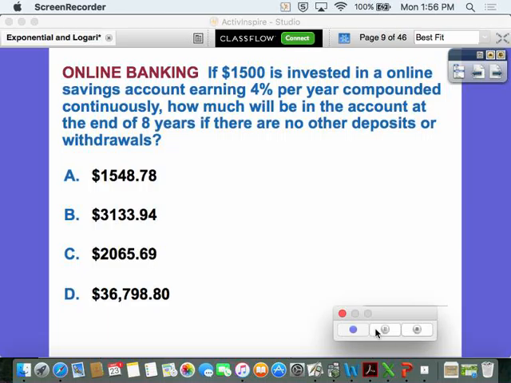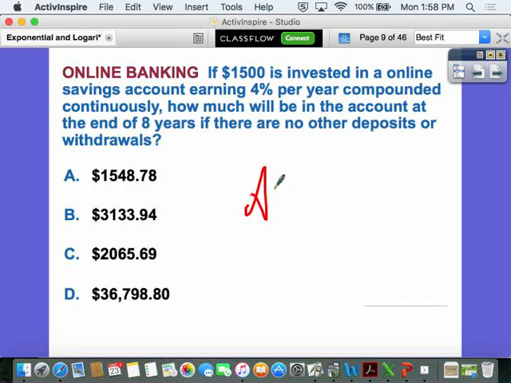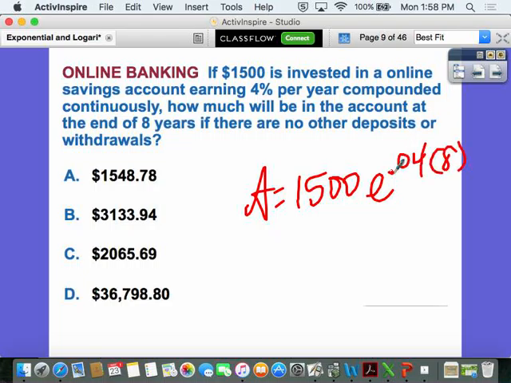45 seconds. Our answer is C. Yes. A equals 1500 e to the 0.04 times 8. Yes, neither of these were dealing with compound interest, but if they did ask you, let's just review compound interest.